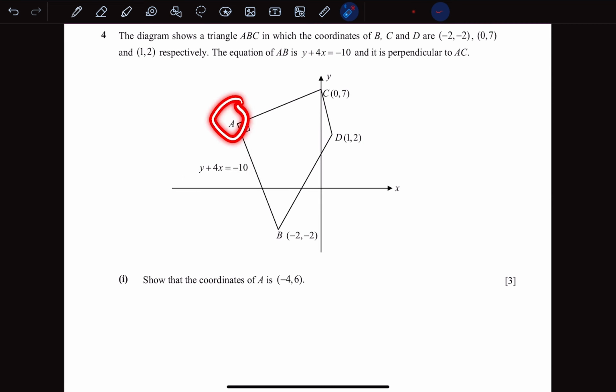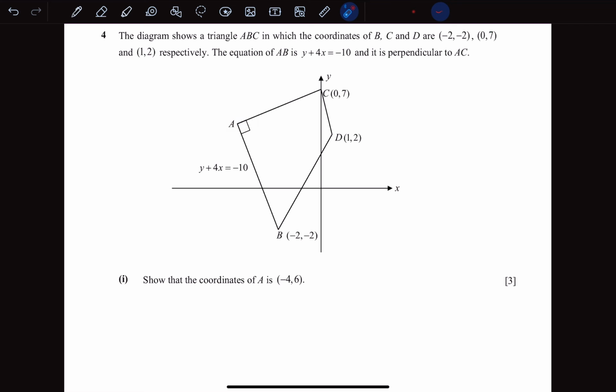Since A is in the middle of nowhere, there's no way I can find A without finding the equation of line AC first. Since I have the equation of line AB, once I find the equation of line AC, I can use simultaneous equations to solve for the intersection, which is point A.